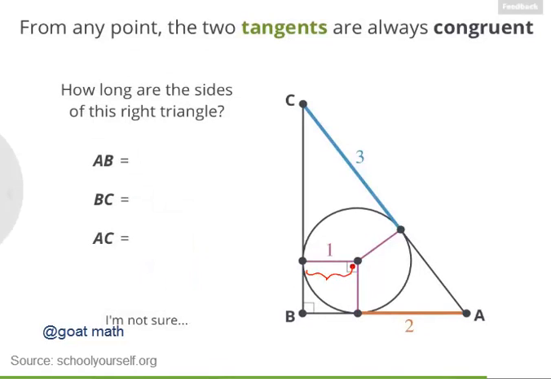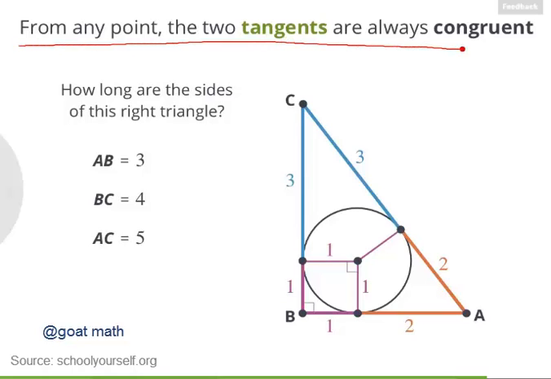Nicely done. The radius of this circle is 1, so this length is also 1. If you look at this shape in the bottom left with right angles and equal side lengths, it's a square, so these segments here also have length 1. And because this tangent has length 2, this tangent must also have length 2. And this tangent has length 3. So as you found, triangle ABC has side lengths of 3, 4, and 5.